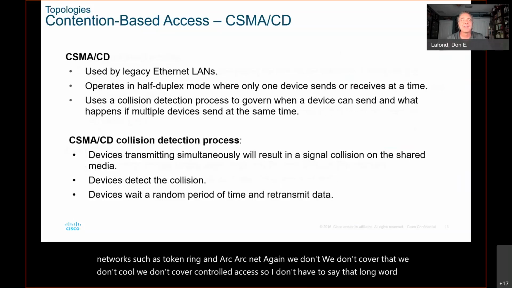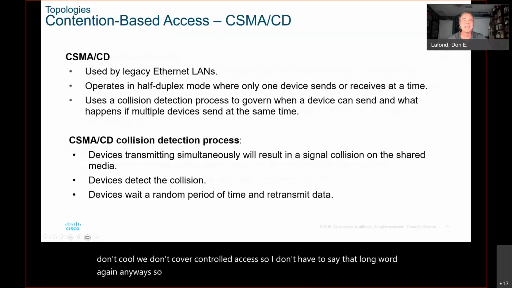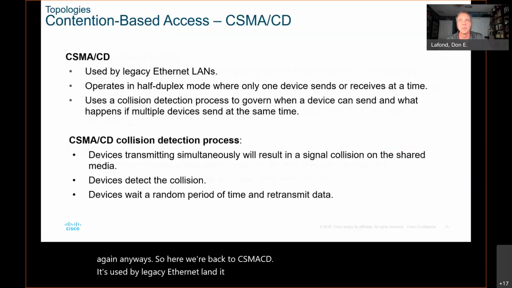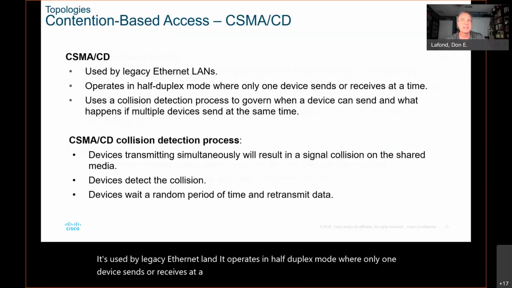Anyways, so here we're back to CSMA/CD. It's used by legacy Ethernet LANs. It operates in half duplex mode where only one device sends or receives at a time. It uses a collision detection process to govern when a device can send and what happens if multiple devices send at the same time.